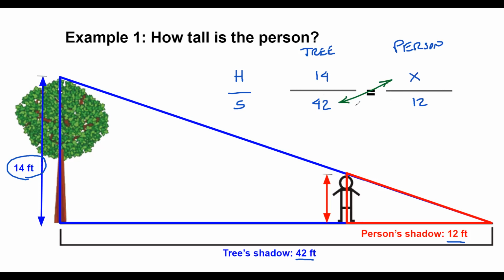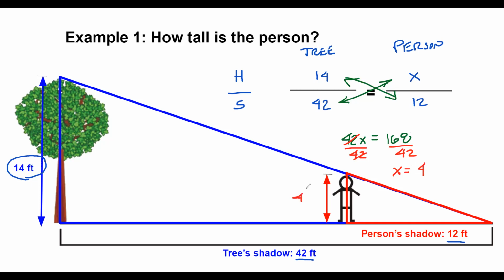So just a refresher on cross multiplication. We're going to multiply those corners. That gives us 42x. We're going to multiply these 2 corners, 14 and 12. That is 168. And then we divide both sides by what x is being multiplied by, in this case, 42. That cancels that 42 out, and it leaves us with x is equal to 4.